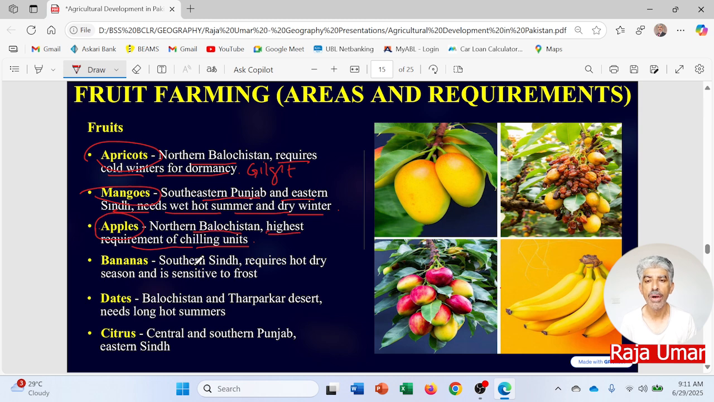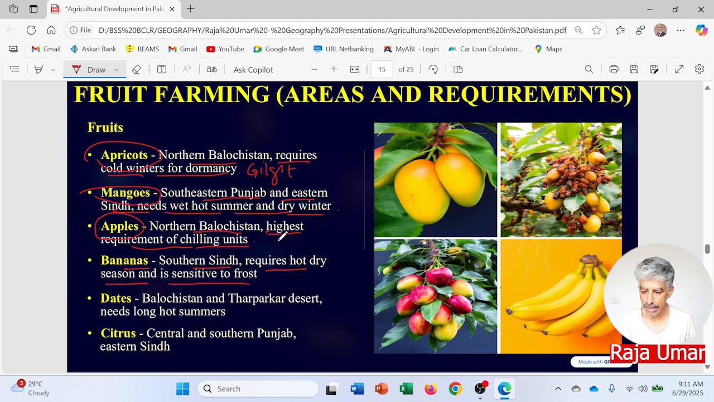As we see, all the fruits are now available all year around because of having the cold storages. So bananas, southern Sindh, Hyderabad region, require hot, dry seasons and are sensitive to frost. There should not be frost in that area during winters, so that it may not spoil the banana crop.